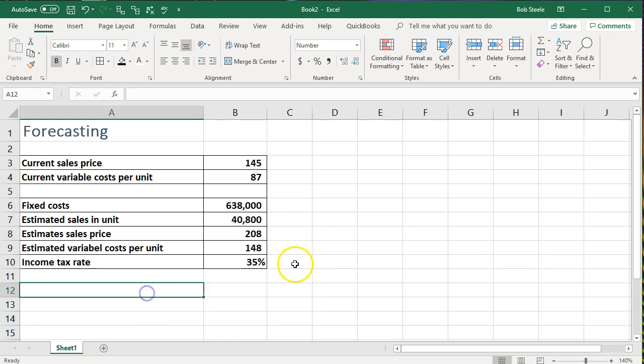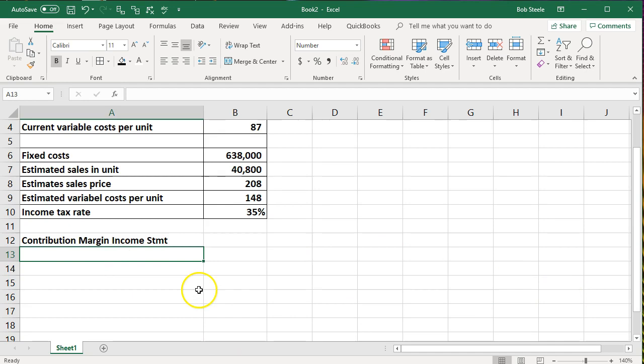Now we're just going to break out our standard kind of contribution margin type of income statement. So we'll say this is our contribution margin income statement. This is our forecasting tool. This is our forecasted contribution margin income statement. And we're going to say, okay, the sales is what we start off with. That, of course, is going to be similar to a normal income statement.